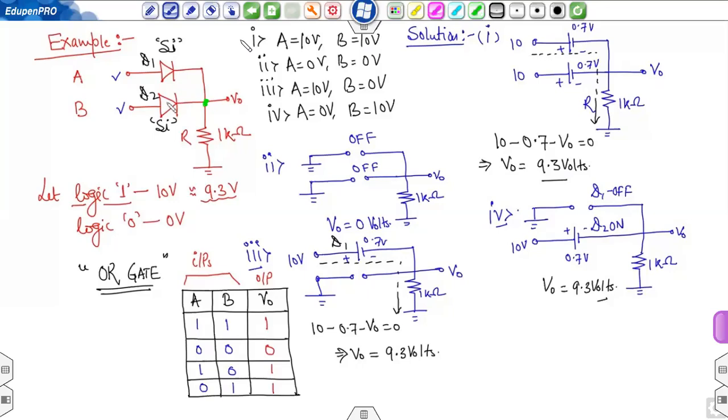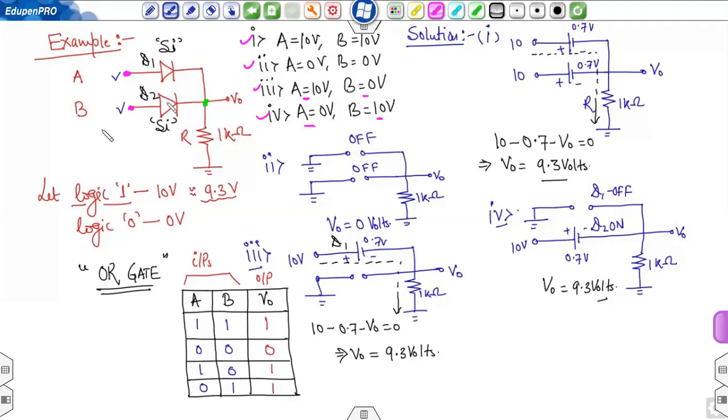Okay, so now 4 different cases are taken. VA, VB: A is 10 volt, B is 10 volt. Second case, A is 0, B is 0 volt. Third case, A is 10, B is 0. Fourth case, A is 0, B is 10. The meaning of this 10, 0, 0, 10 is the magnitude of voltage applied at this point. A equal to 10 means 10 volt DC voltage is applied at point A. B equal to 10 means 10 volt is also applied at point B.